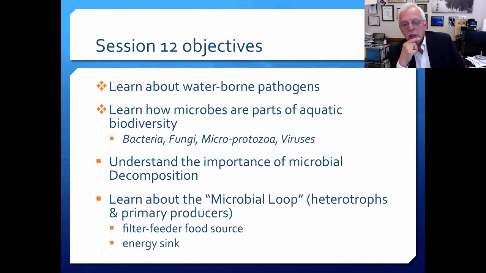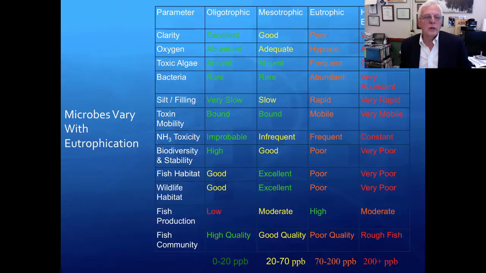I'd like you to understand the importance of microbial decomposition, that is to say, decomposition by microbes, because it actually is the foundation of what we call a microbial food chain. And I'd like you to learn about the microbial loop, and that is the heterotrophs and primary producers, and this major microbial filter feeding food source, and how this also can form energy sinks. So those are the objectives for this session on microbes in aquatic systems.